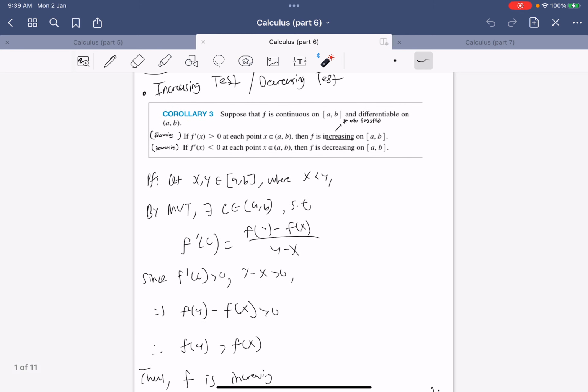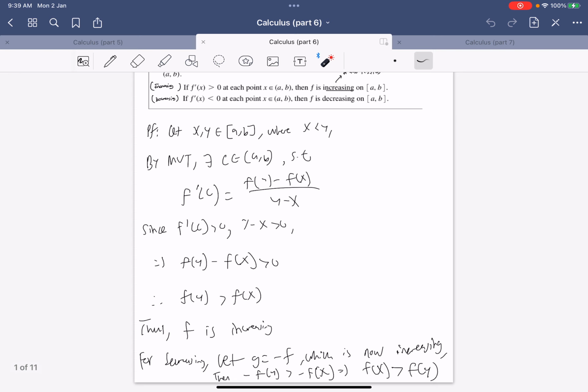And the proof is we just want to show that if we take 2 points, one smaller than the other, the value of the function is smaller as well. So let x and y be 2 points in the interval where x is less than y. By the mean value theorem, f'(c) equals (f(y) minus f(x)) over (y minus x). Since f'(c) is larger than 0 and y minus x is larger than 0, it means f(y) minus f(x) is larger than 0. And thus, f(y) is larger than f(x).